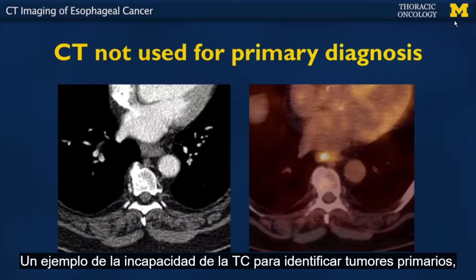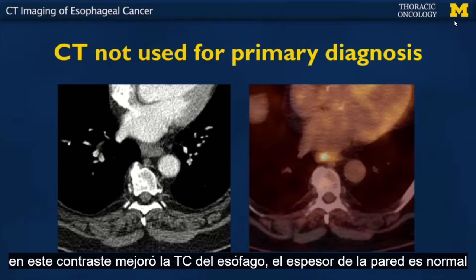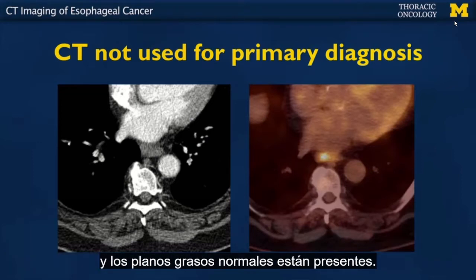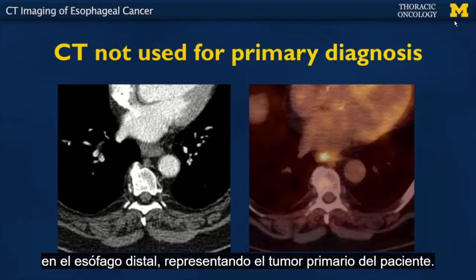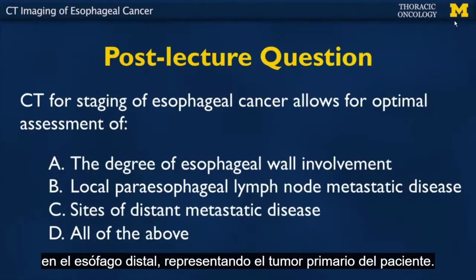On this contrast-enhanced CT of the esophagus, the wall thickness is normal and the normal fat planes are present. The PET scan, however, clearly demarks a hypermetabolic focus in the distal esophagus representing the patient's primary tumor. Now for our post-lecture question.